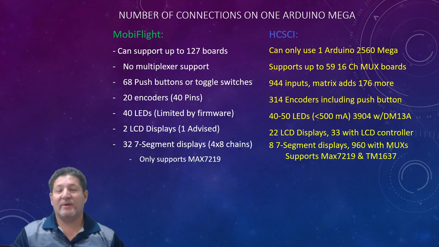All right, the next ones I'm going to talk about are 7-segment displays. I think these are everybody's favorite right now, because that seems to be where most of the people that have contacted me have been having problems, at least that's what I've noticed. On MobiFlight, this is one thing where it really does excel in a way. You can have up to 32 MAX 7219s connected to one Mega.